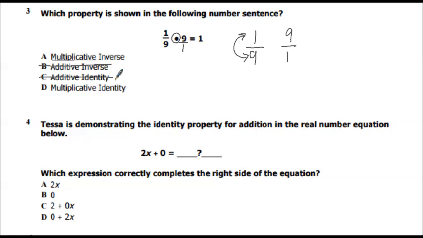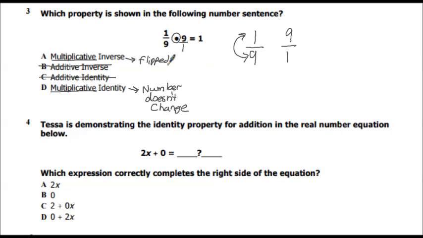A includes multiplication, B and C do not, and D includes multiplication. So we can get rid of the ones that don't even have the correct operation being shown. So multiplicative identity. When we have the identity, we have a number. The number doesn't change. So 1/9 and 9 over 1 actually do change.